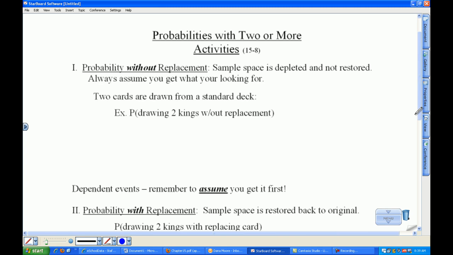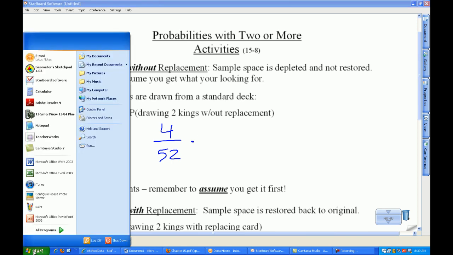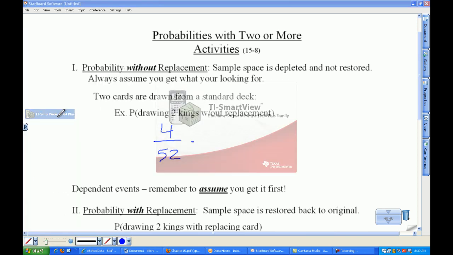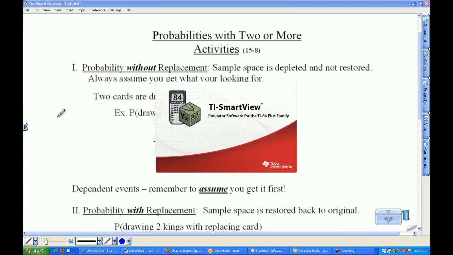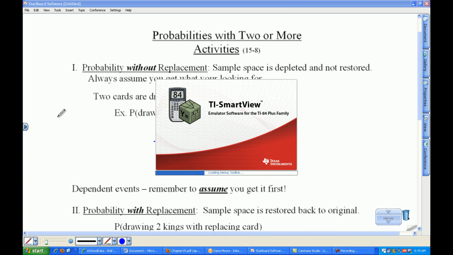Alright, let's take a look at our example here. Two cards are drawn from a standard deck of cards. We want to draw two kings and we're not replacing them. So for our first pull, there are 4 kings in the deck out of a total of 52 cards. And we take that card out and we're not going to replace it. So you have to think to yourself, okay, say I get the king of hearts. How many kings are left in the deck? We had 4, we took one out, we set it aside. There are 3 kings left in the deck.